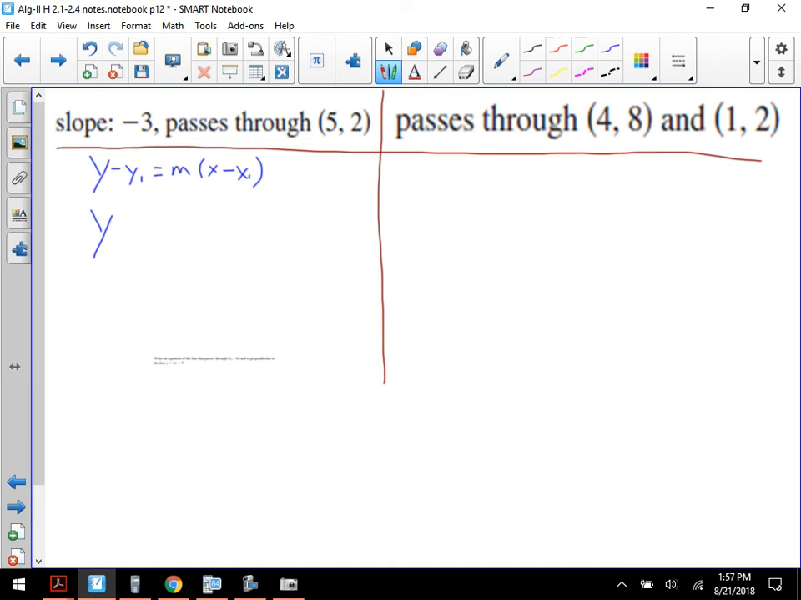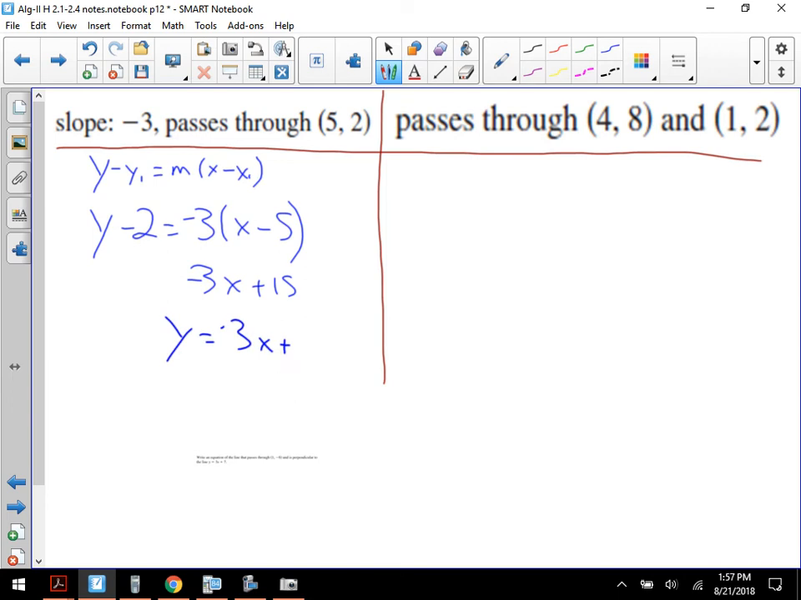Okay, sorry. y minus 2 equals negative 3 times x minus 5. So far, so good? Distribute, we get negative 3x plus 15. Add 2, you get y equals negative 3x plus 17.